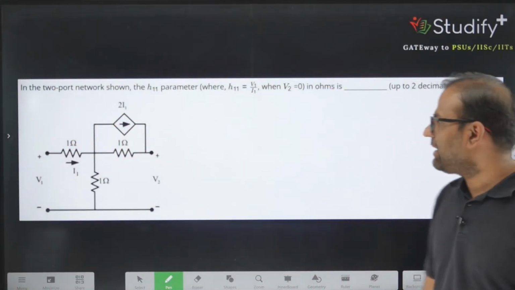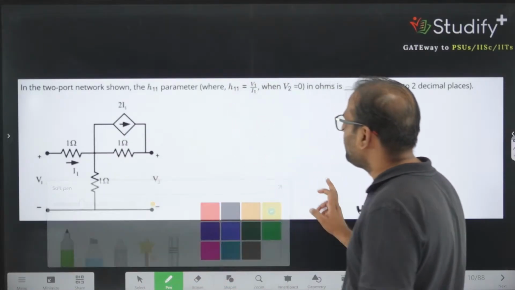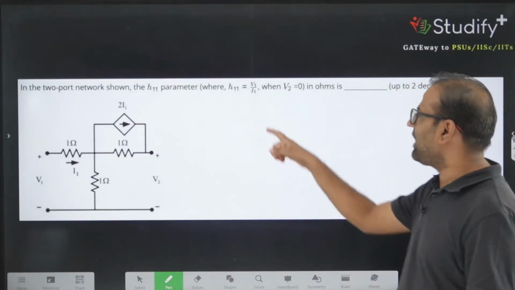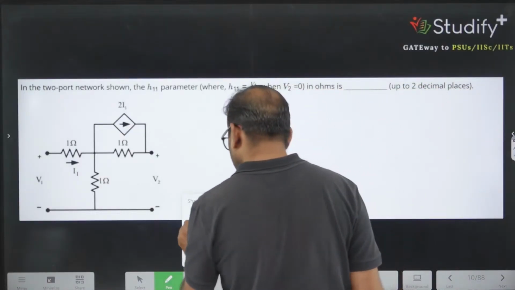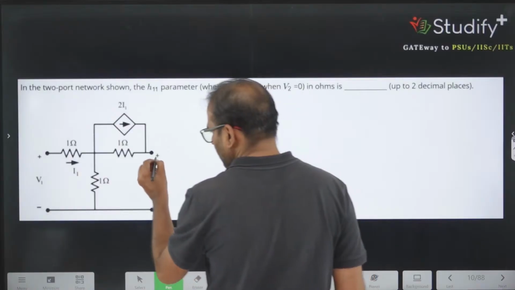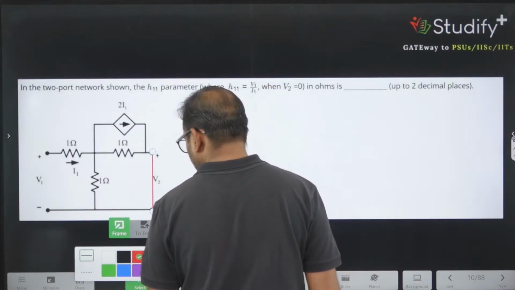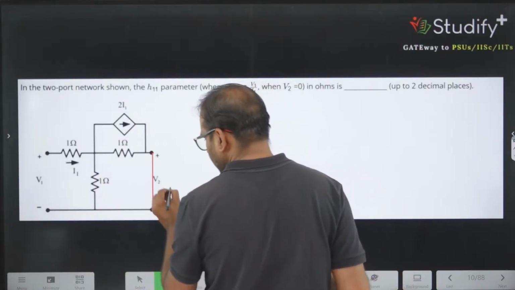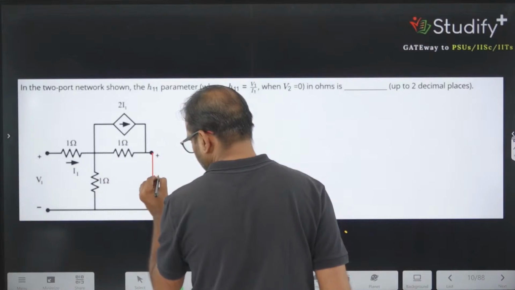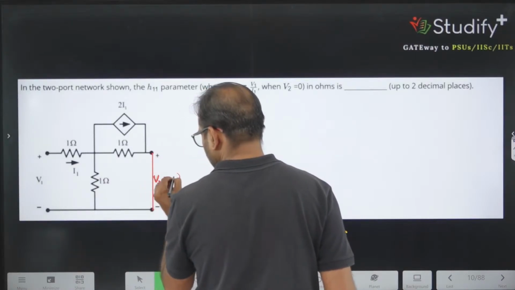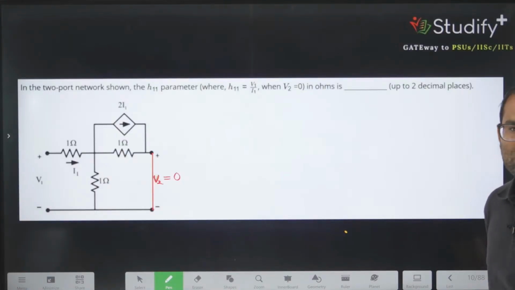What is this question saying, let's analyze. They are saying to calculate this value H11, and they have defined H11. H11 is the ratio of V1 by I1 by making V2 equal to 0. So let's make V2 equal to 0. I am replacing this part by a short circuit. If you replace this part by a short circuit, this represents V2 equal to 0.